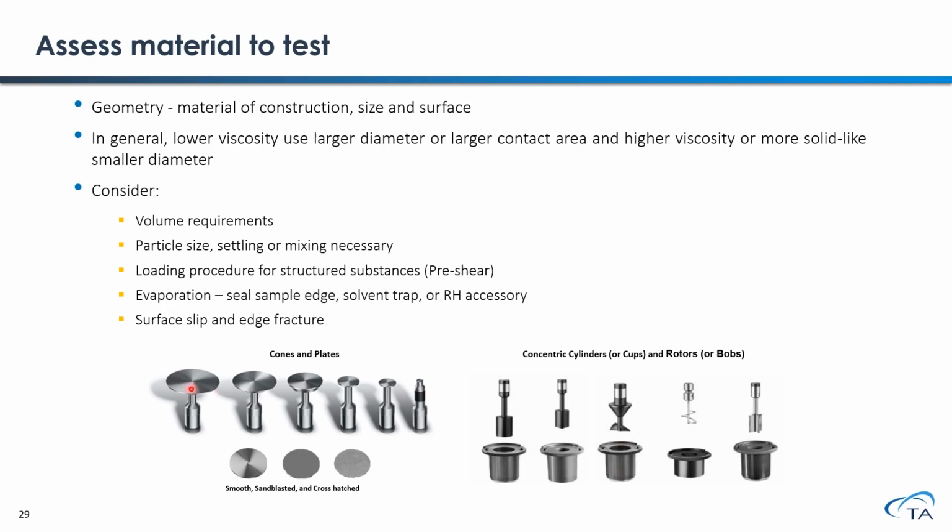In addition to diameter, we also offer geometries with different surface textures. So the standard geometry has a smooth surface, but in certain types of measurements, if you need to avoid slippage in your measurements, you may need to use a roughened surface geometry. So here we also provide to our customers a sandblasted surface geometry and also a cross-hatch surface geometry. On the right side are all the varieties of different sizes of cups and rotors that we can provide to our customers, which can help to meet their specific measurement needs.